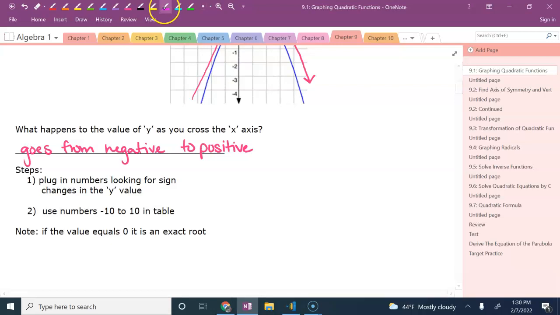Just a note here, if your value equals 0 when you plug in your x, so if you pick a number to put in for x and you plug it in and you get a 0 to come out, that's going to be a very specific root or a solution to your quadratic equation there. So let's take a look here at an example.